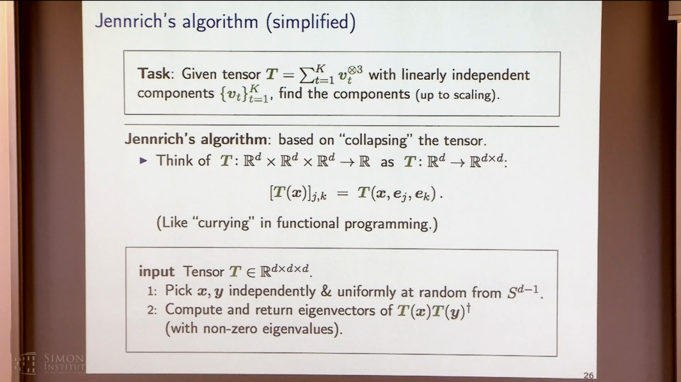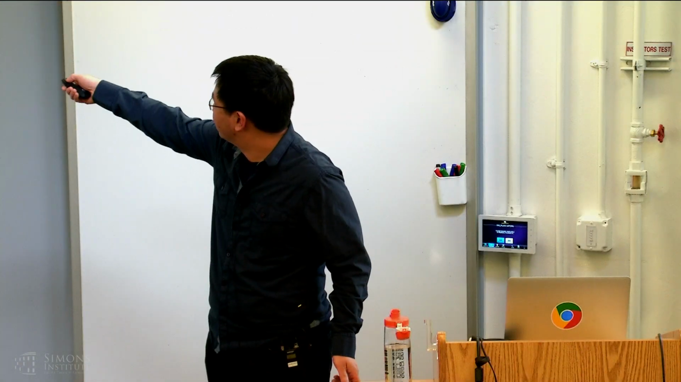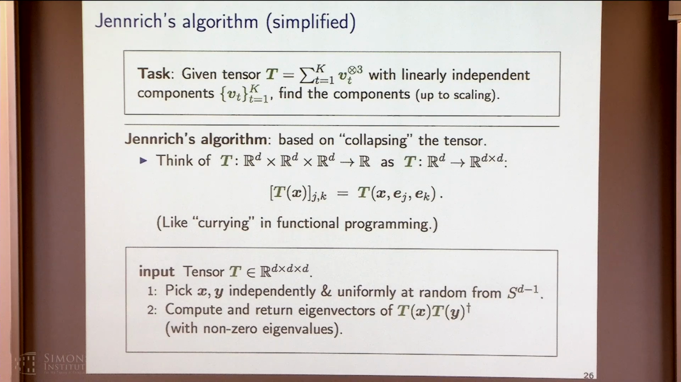Okay, so it's a very simple algorithm, and the analysis is also fairly simple. So let me just go through the analysis. It's based on collapsing the tensor into matrices, and since collapsing is sort of a linear mapping, the collapsing of this tensor with this particular form is just the collapsing of each of these terms. So we are assuming k is less than or equal to d here, right? Yeah, because these vectors are linearly independent. Okay, that's the assumption.